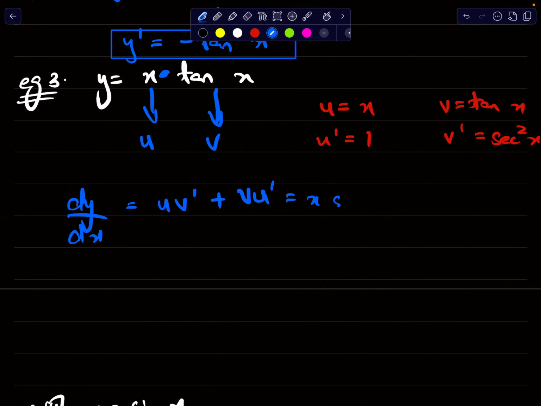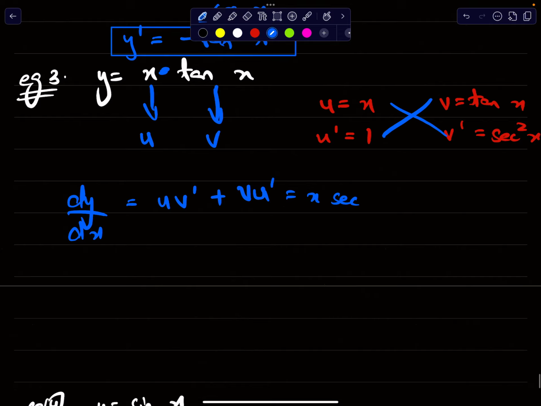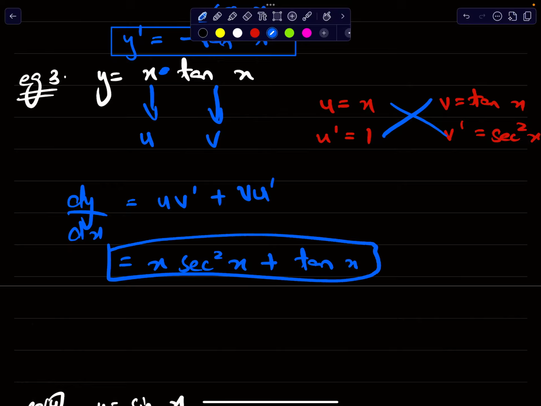Substitute the values. This gets multiplied by this and this gets multiplied by this, leaving us with x sec square x plus tan x into 1. Multiplied by 1 is going to be the same. So this is our final answer.